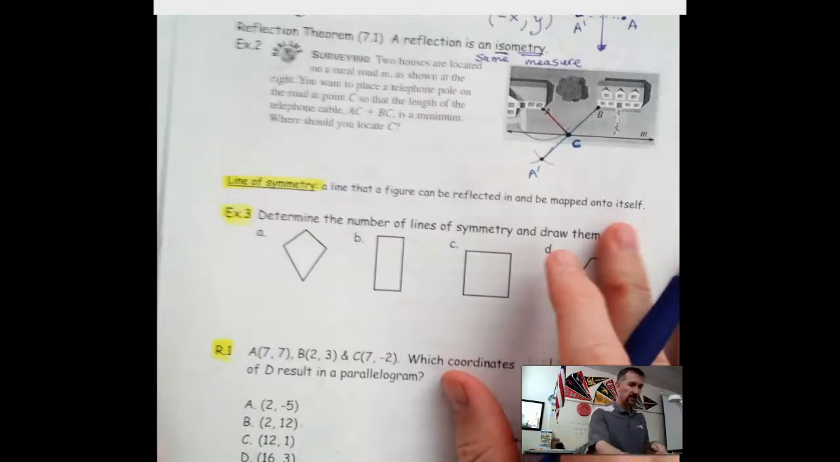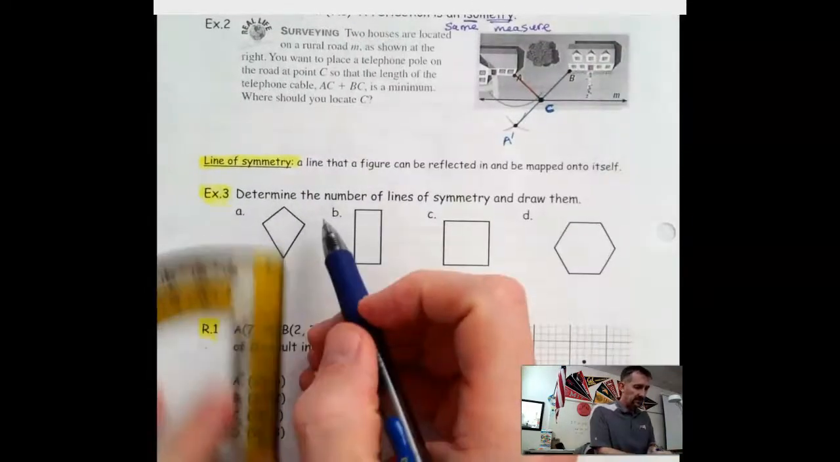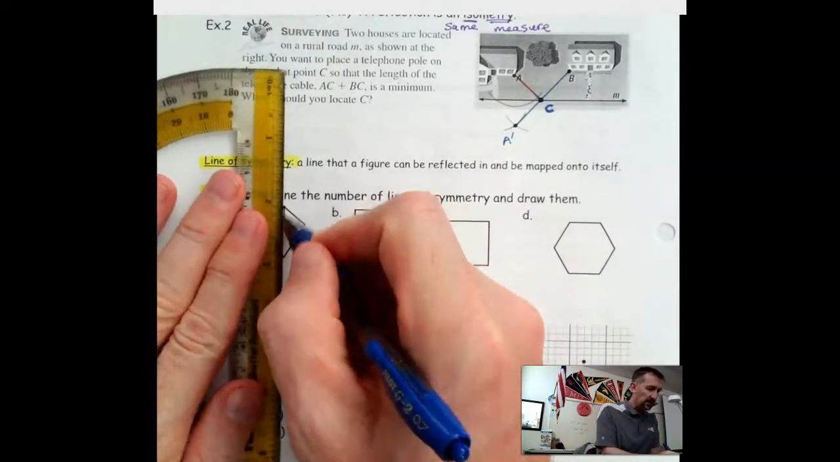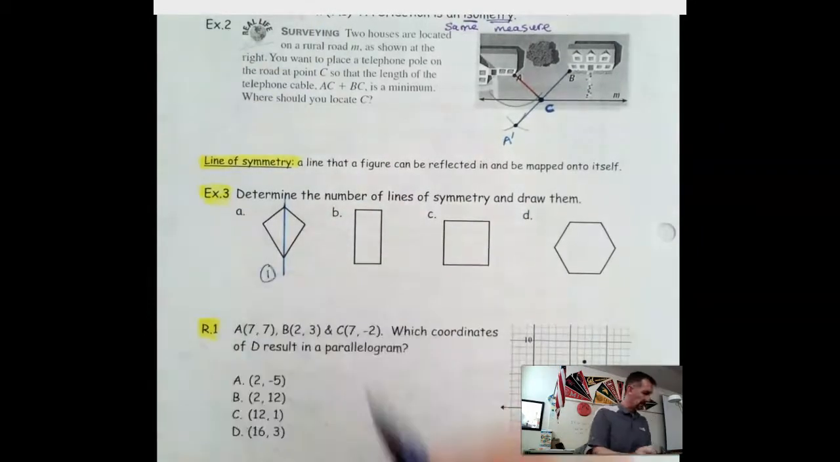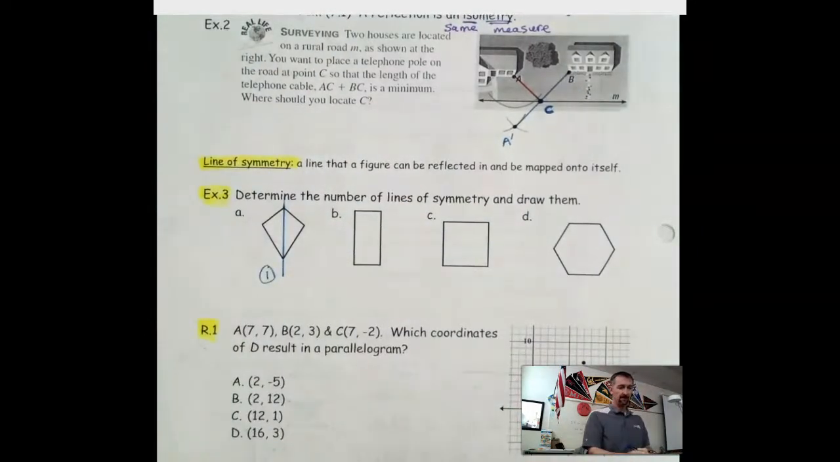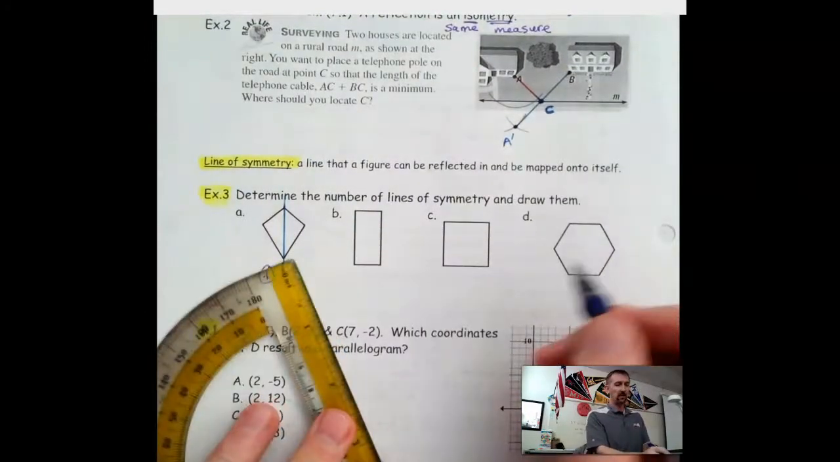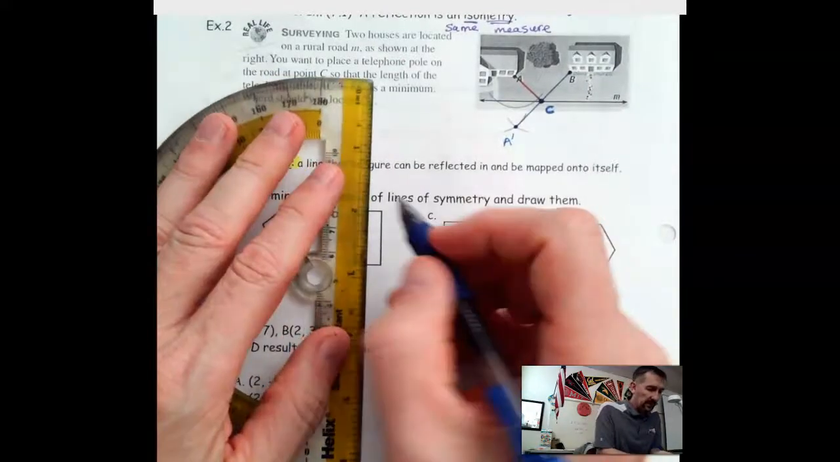I'm going to go kind of quick here because my next class starts pretty soon. So hopefully you see this. We can cut this kite down the middle, and if we fold it over, it lands perfectly on itself. So there's one line of symmetry there. Okay? Pause the video and see if you can do the rest of these, or pause and check one at a time. Don't just sit there and copy.